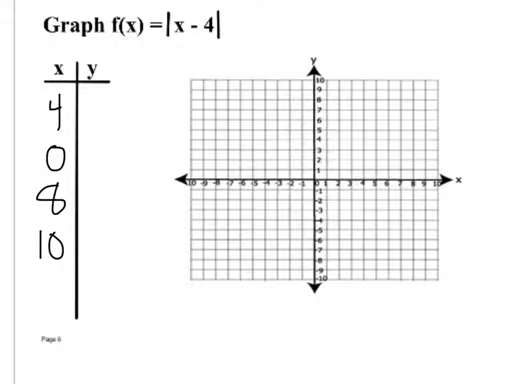So, if I put in 4 for x, what is 4 minus 4? 0. What's the absolute value of 0? 0. So I write this point out: 4, 0. It's right there. Okay, 0. What's 0 minus 4? Negative 4. What's the absolute value of -4? 4. So I write my coordinate 0, 4. I pick 8. What's 8 minus 4? What's the absolute value of 4? So I go to 8, 4.